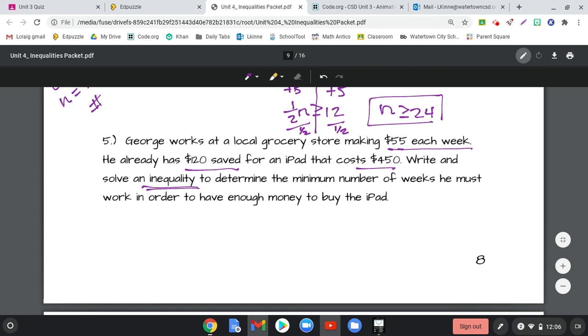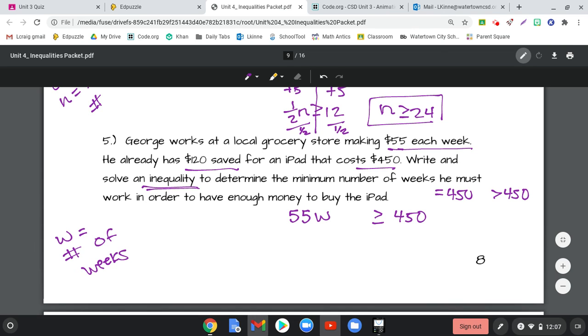If he wants to buy an iPad, it's $450. It could be equal to $450, or he's going to need more than $450. He can't have less than $450 or he won't have enough money. So we put those together. The amount of money he needs has to be greater than or equal to $450. So he's making $55 each week. I'm going to use W. W equals the number of weeks.